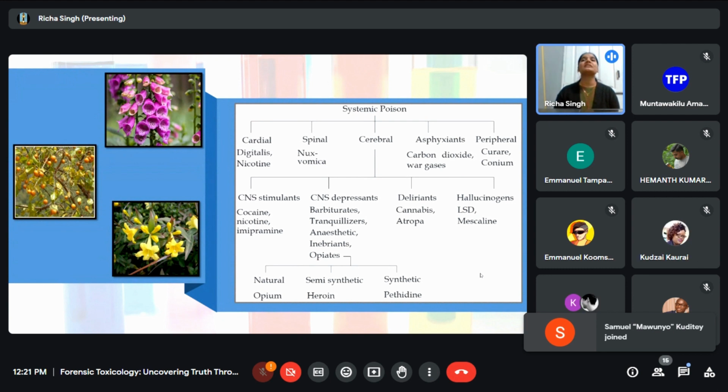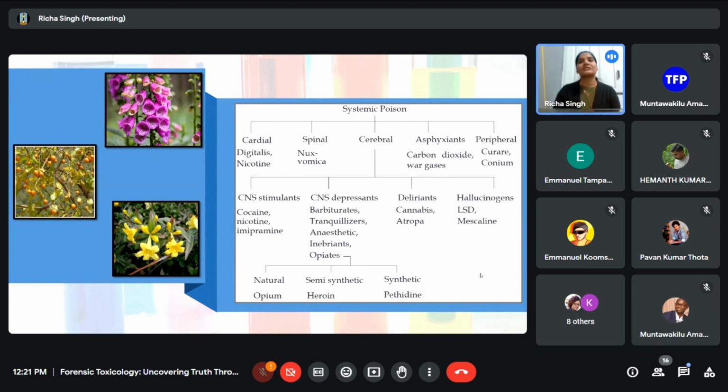Then asphyxiants, basically these cause failure of the respiratory system because it leads to oxygen deprivation: carbon dioxide, war gases, tear gases, mustard gas, for that matter. And peripheral, which affects basically the peripheral nerves of our body, basically curare and conium. Let's move to the cerebral poisons.